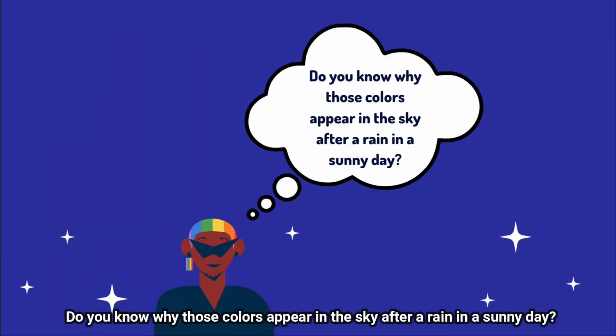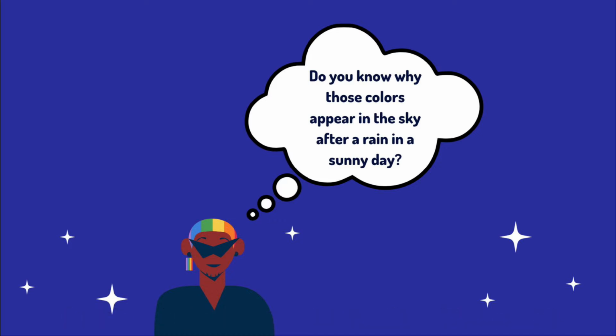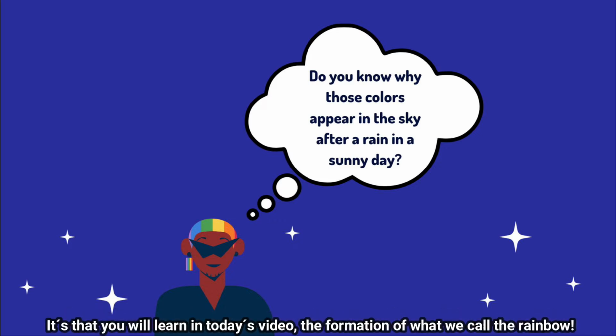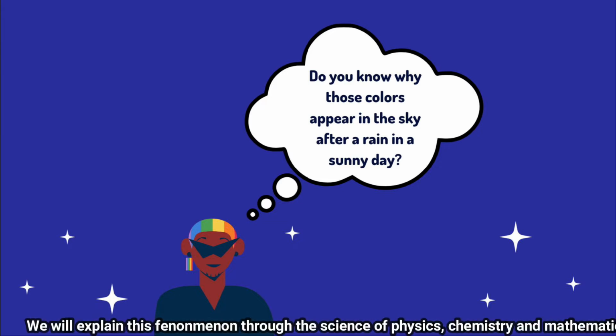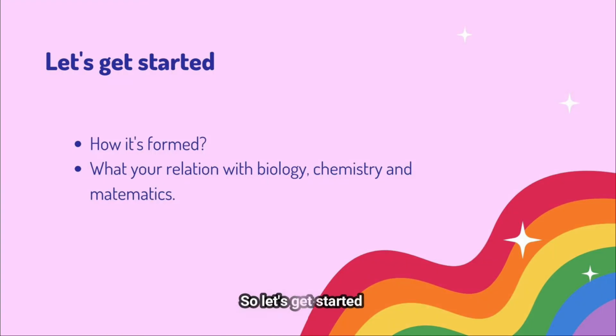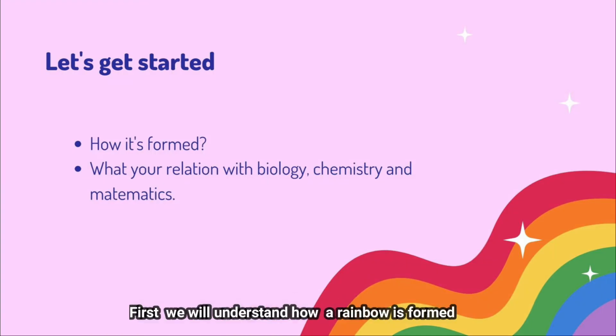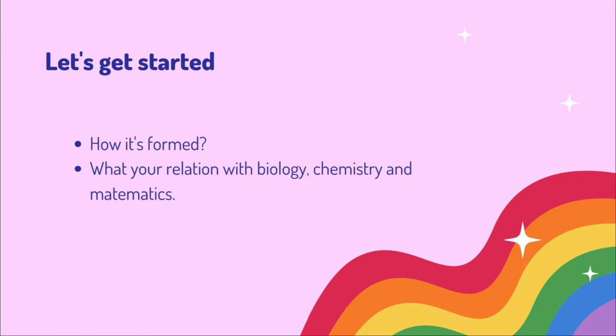Do you know why those colors appear in the sky after a rain on a sunny day? That is what you will learn in today's video, the formation of what we call the rainbow. We will explain this phenomenon through the science of physics, chemistry, and mathematics. So let's get started. First, we will understand how a rainbow is formed.